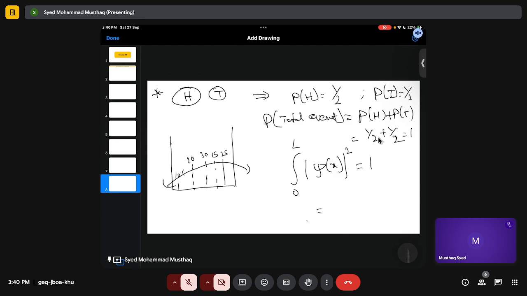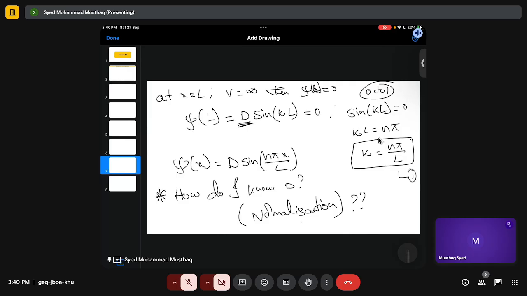Now if I do that, psi of x is, and D is my what? Because we are talking about the sine term, D is my imaginary number. Please remember that. Your wave function should be a complex number. If your wave function is not a complex number, it will not make sense, right?